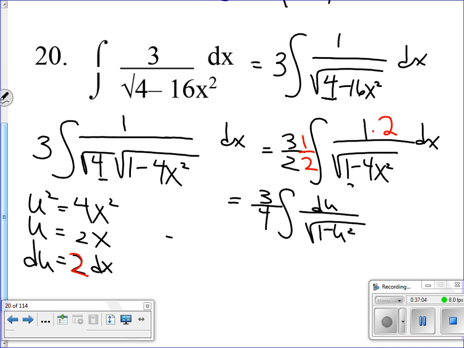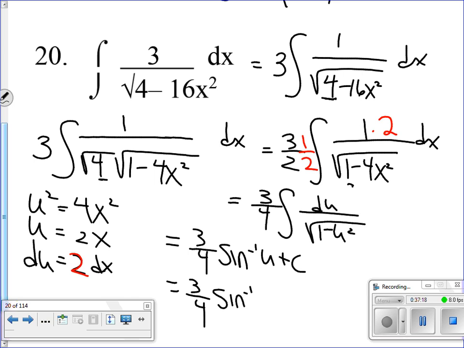That equals the inverse sine of u. We've taken the antiderivative, now we convert it back to x's, so our final answer is 3/4 times the inverse sine of 2x plus c. Okay, the next one.